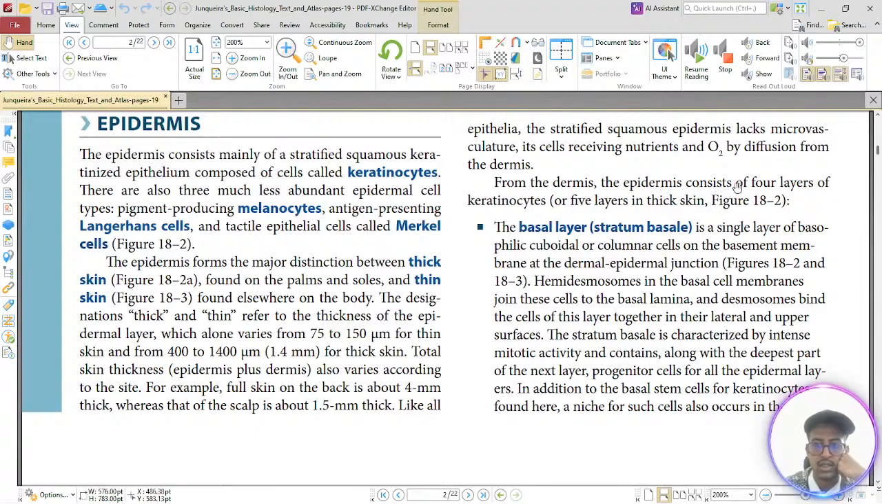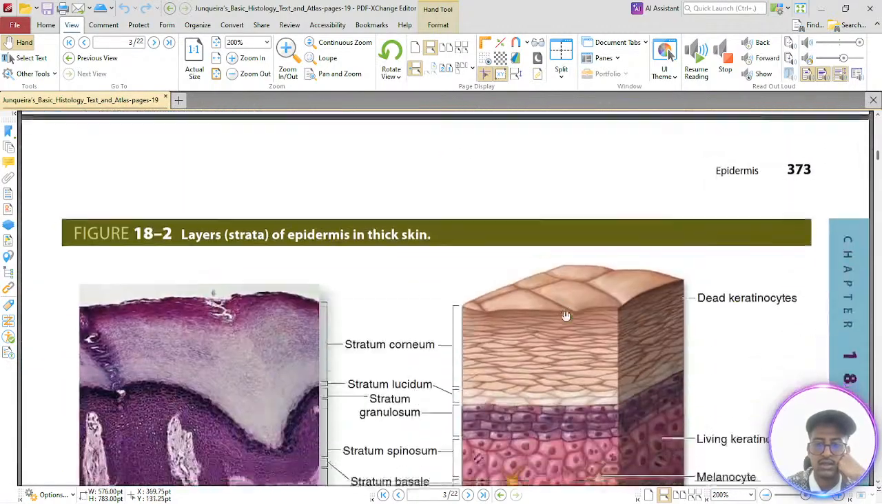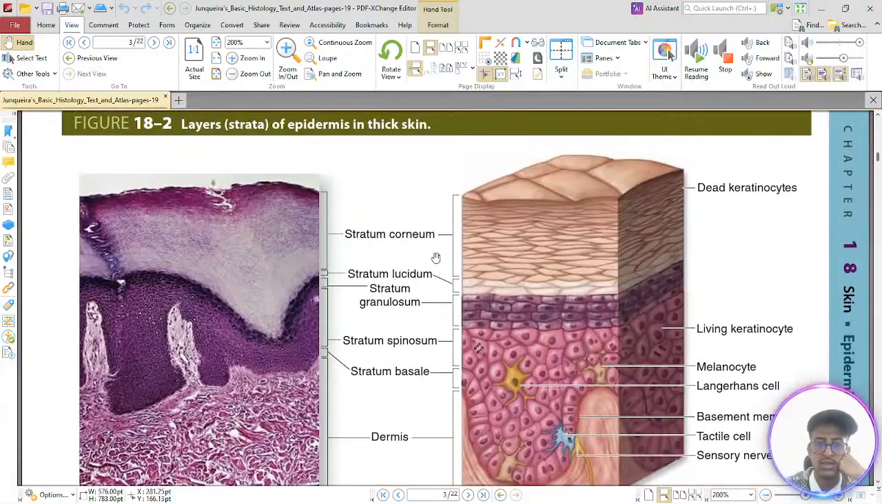The epidermis consists of 4 layers of keratinocytes. The 5 layers is the thick skin. This one is figure 18.